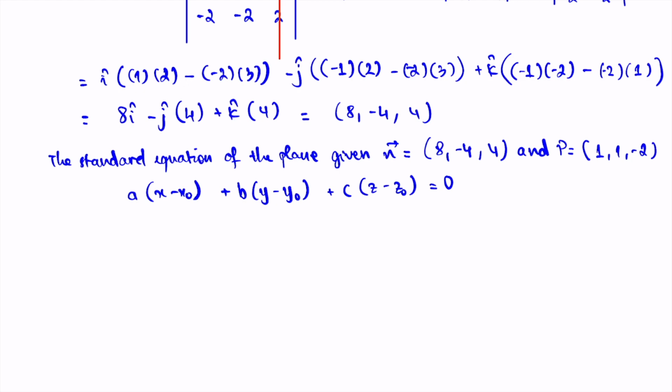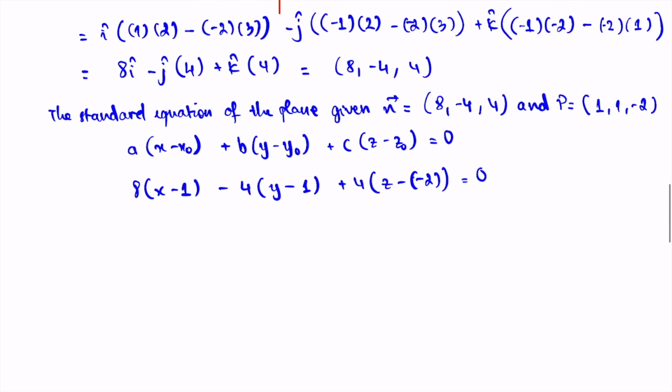So the equation becomes 8 times x minus 1 minus 4 times y minus 1 plus 4 times z minus negative 2 equal to 0. And again, this is the standard equation, the scalar equation of the plane. You can stop right here if that is the only question they ask. But we can actually manipulate this equation further to arrive at the general form of the equation of the plane.